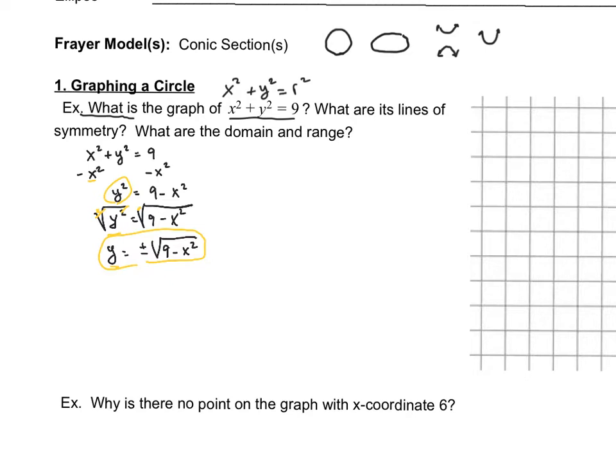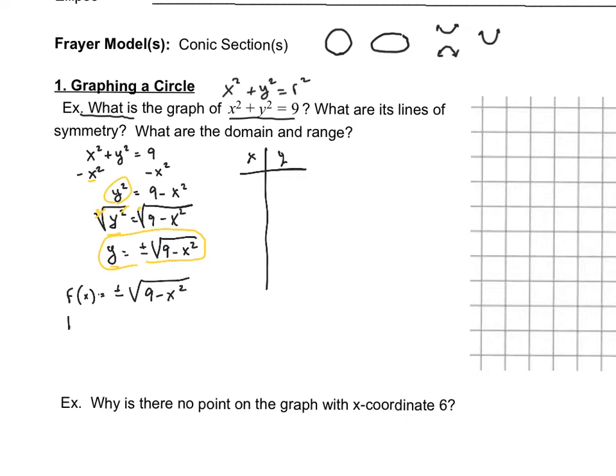Now, in order to do some graphing, what I want to do is create a table, of course, x and y. And I know that one thing that I would do is substitute in, so if I evaluated my function, I have f of x equals plus or minus the square root of 9 minus x squared.